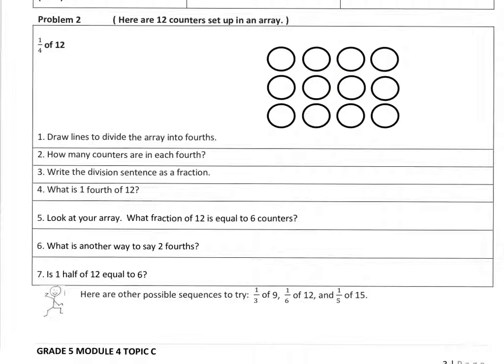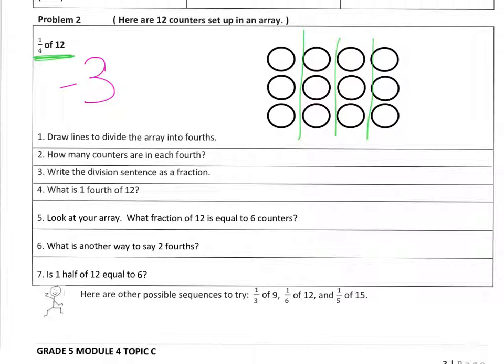All right, now instead of 6, we're going to look at fractions of 12. Here we're taking a look at 1/4 of 12. If I divide 12 into 4 equal pieces, what is 1/4? Let's see. Yep, that's 1, 2, 3, 4 equal pieces. How many are in each? 1, 2, 3. So 1/4 of 12 equals 3.